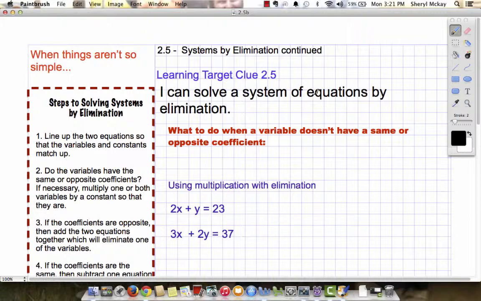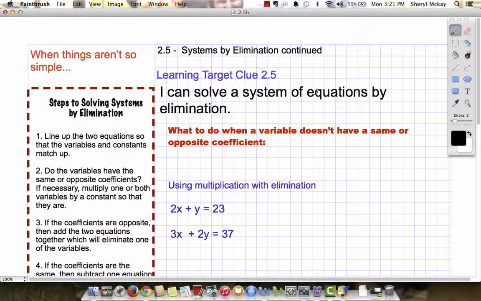It should be the back side of your page, or if you printed it off, then it would be 2 pages. This is just what do we do when variables are not so easy to eliminate in a system of equations. So it's still our same learning target, clue 2.5. I can solve a system of equations by elimination. But it's when things aren't quite as simple.